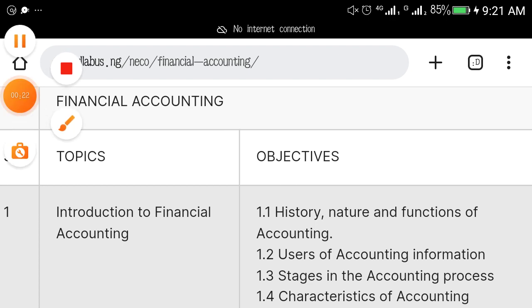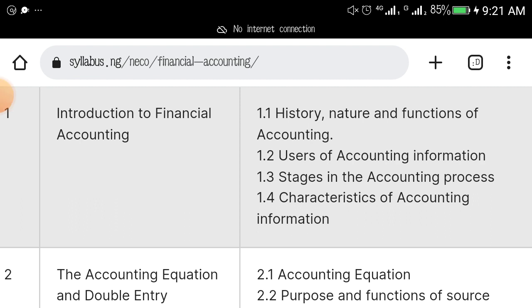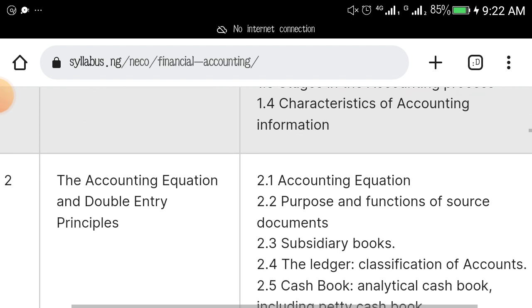Are you with me? These topics I'm going to give you now are the topics that NECO will set financial account exam from. You don't need to read all the topics. You basically need to read the basic topics in the syllabus. Okay, first topic is Introduction to Financial Accounting. Under it, read history, nature, functions of accounting, users of accounting information, stages in the accounting process, characteristics of accounting information. Then read accounting equation and double entry principle.